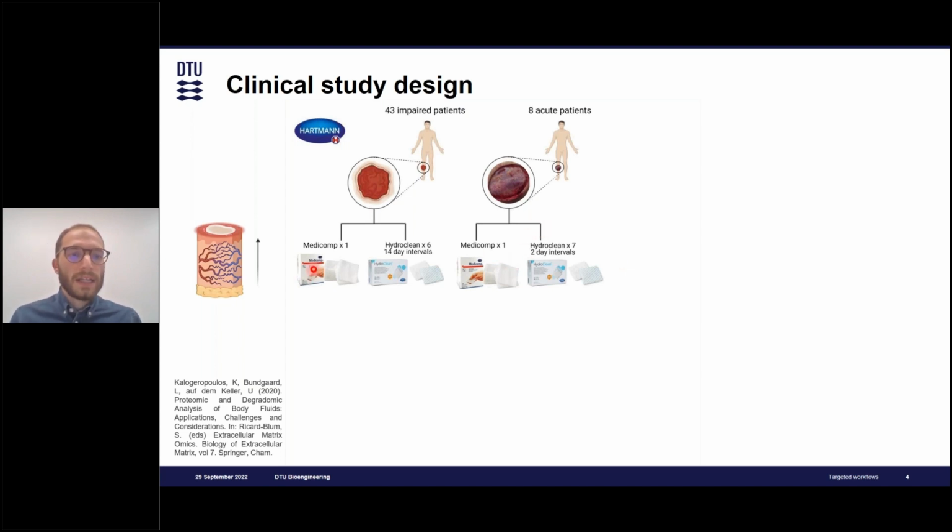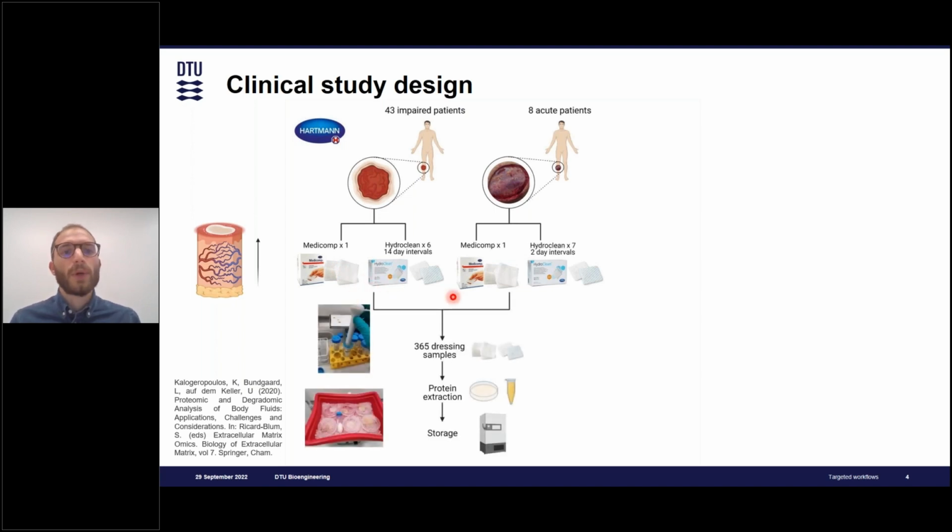And in these wound dressings, we have the wound fluid, which serves as a proxy that we can use to pick up signatures of wound healing, because this wound fluid travels through the underlying tissues, and it has all these biological signatures that we can monitor.